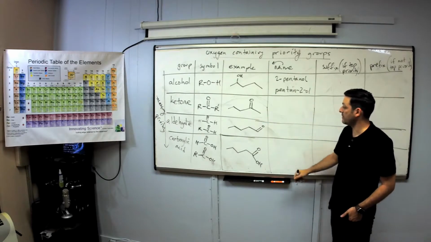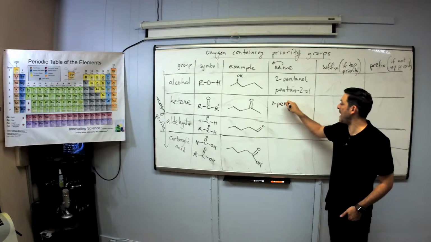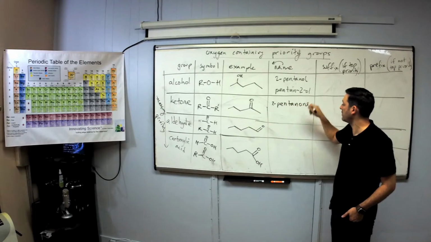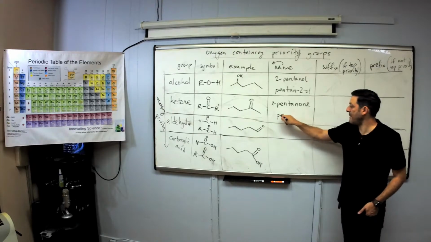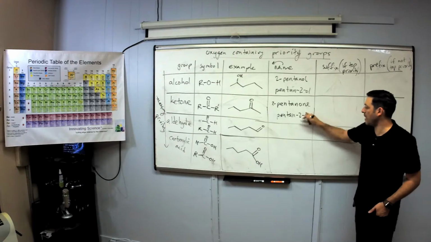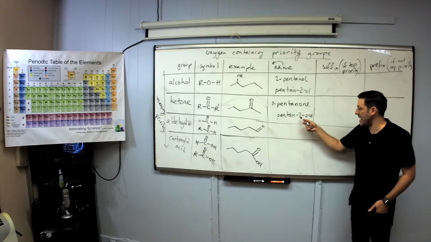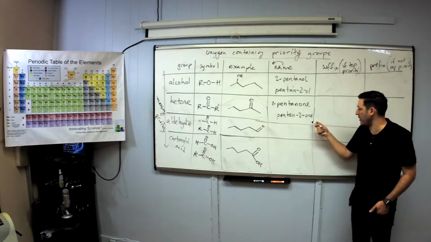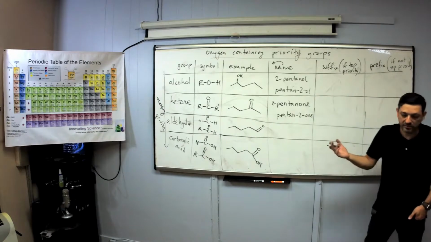What do you call this? This will be called 2-pentanone. I don't like that as much as I like pentan-2-one. Now I will admit this one looks weird. When I write pentan-2-one, it looks like it reads pentan-2-one. It's not one, it's own. That's just how it goes.